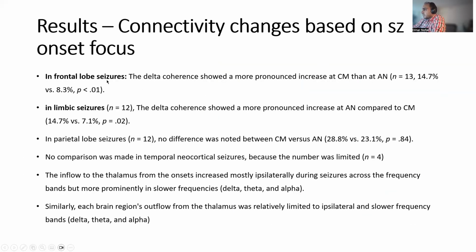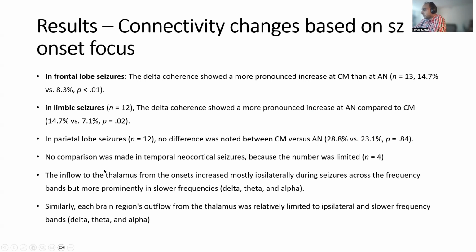So in frontal lobe seizures, the delta, sorry, maybe Dr. Kubaysin, I think this is what you meant here. Yeah, this is part of the results section, where in frontal lobe seizures, the coherence showed a more pronounced increase at the centromedian rather than at the AN, 14.7 versus 8.3, and in limbic seizures, the delta coherence showed a more pronounced increase at the AN compared to the CM, 14.7 versus 7%. There was no difference between the CM versus the AN for parietal lobe seizures, and they did not do any comparison for neocortical temporal seizures because they had a small sample size.